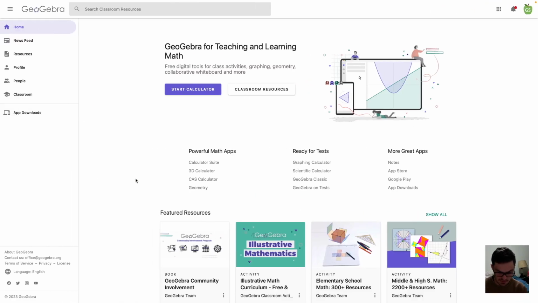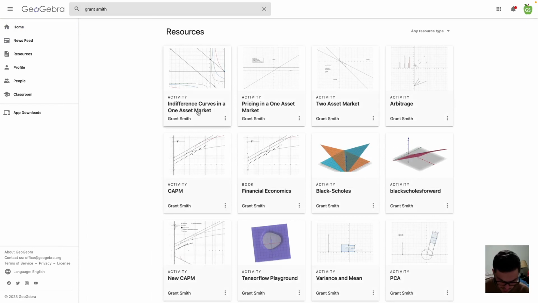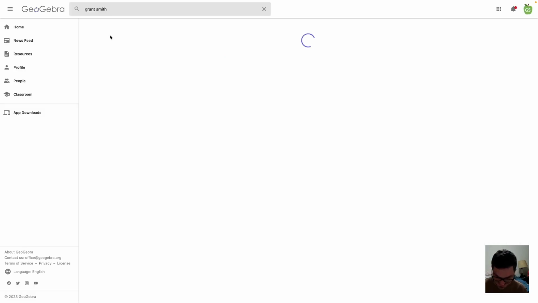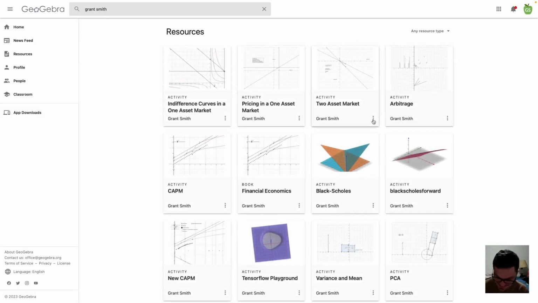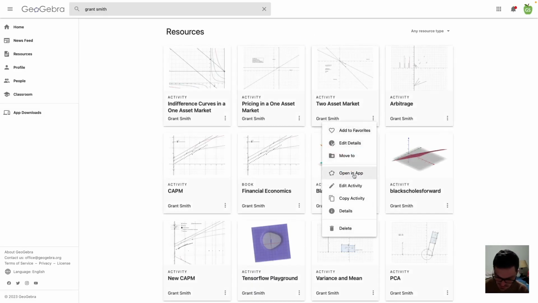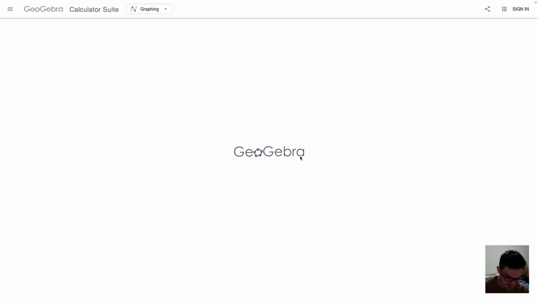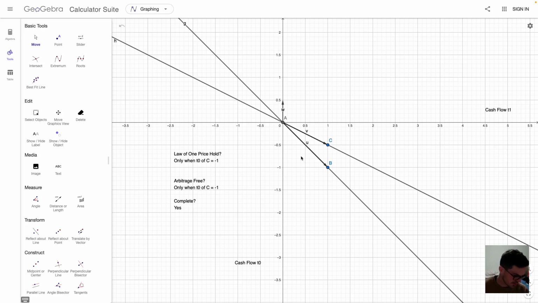Let's head back to GeoGebra. And I'm going to look at my activities. Okay? And then here, the one we'll look at is, let's look at this 2-asset market. I did it again. I think at some point I'll get the hang of it. Okay, so let's click the ellipses. Let's say open an app. Okay? So remember what we're wondering. If the law of one price does not hold, do we ever have a market that's arbitrage free?